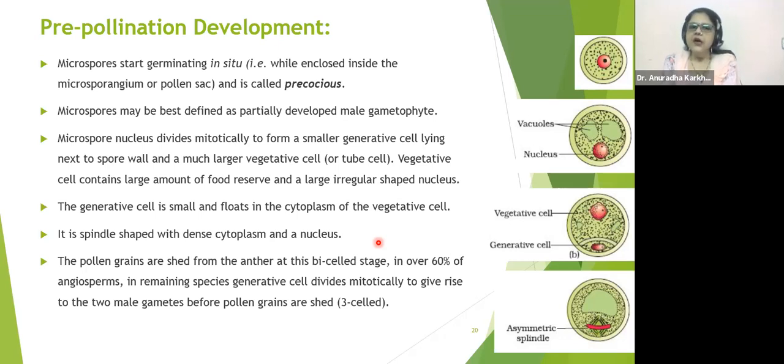Microspore nucleus divides mitotically to form a smaller generative cell lying next to the spore wall and a much larger vegetative cell, or it's also called as tube cell. So in the adjoining diagram, you can very well see, बेटा, ये जो diagram है, देखो ये मैंने अलग से क्यों बनाया था, पोलन ग्रेन का डायग्राम है ना, बिकॉज यहाँ पर जर्म पोर्स कहीं पर दिखाई नहीं दे रहे, you can't see the germ pores, right? So to make you all understand what exactly are germ pores, I had drawn that particular diagram.